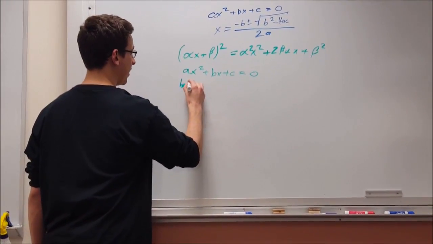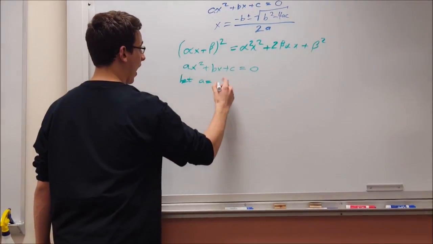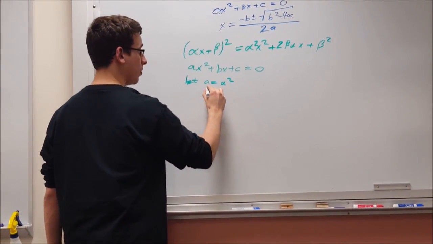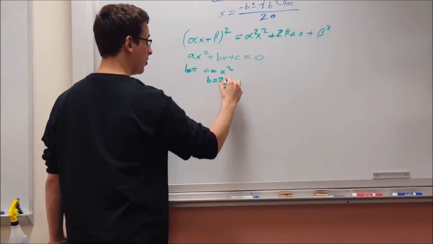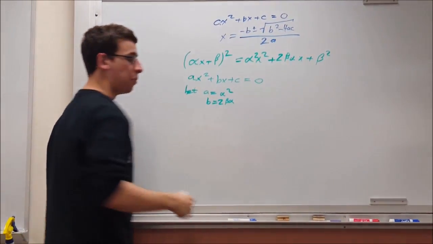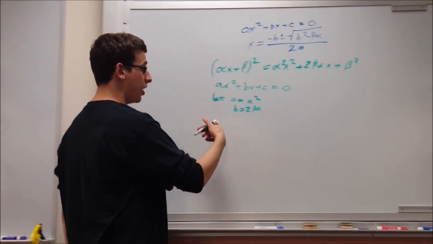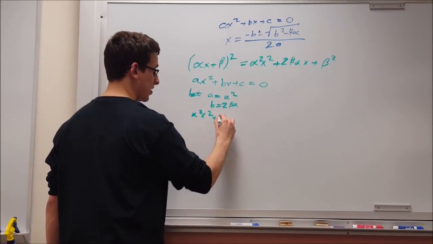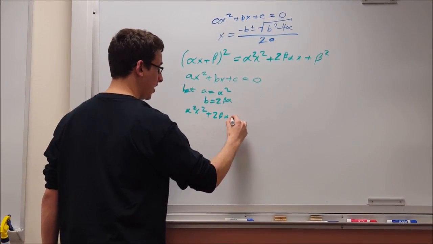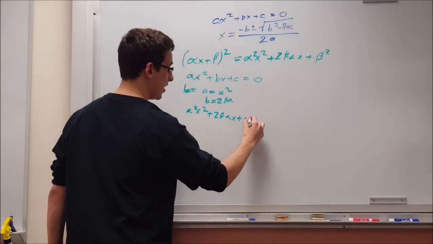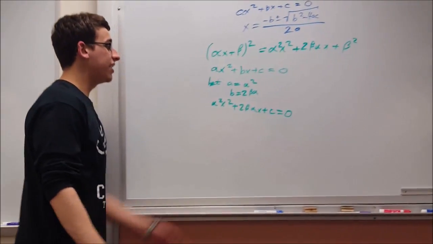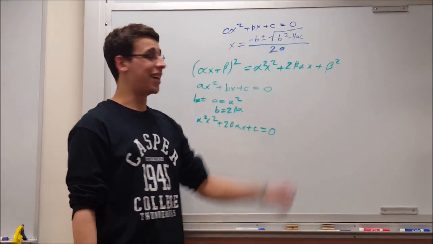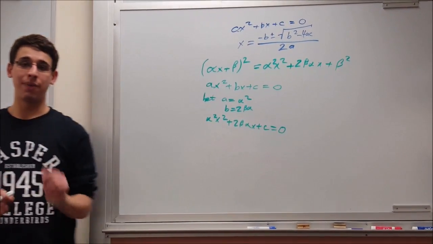We're going to let a equal alpha squared, and we're also going to let b equal 2 beta alpha. With this change alone, we can already bring this down to alpha squared x squared plus 2 beta alpha x plus c equals 0. While this isn't exactly the same as this, it's closer, which is our main goal here.